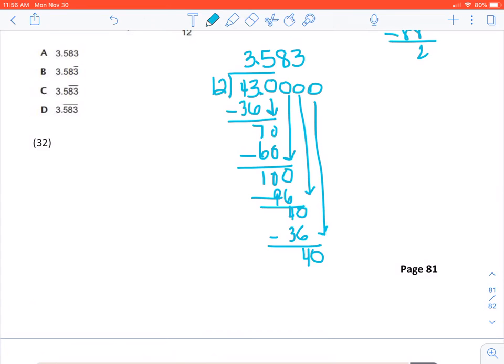Okay, we're going to see that this is going to start repeating. So the only number that is repeating here is the 3. So when you look at all the bar notations, the only one that you want the bar over is the 3, which would be choice B.